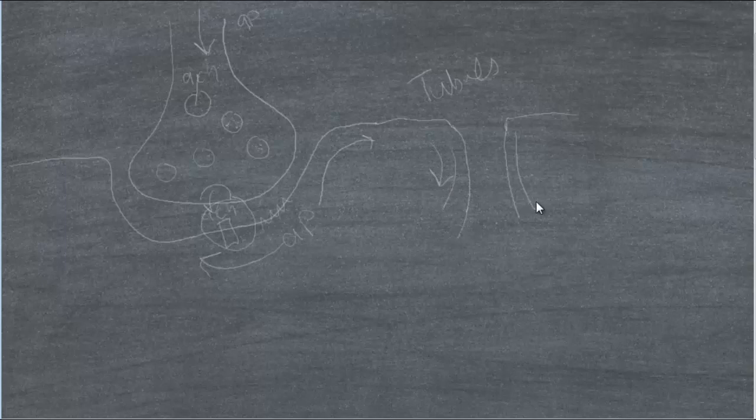Now, the other structure that you need to be aware of, see if you can guess or see if you remember, it's called the sarcoplasmic reticulum. And so the T-tubules move the action potential down into the muscle, but then the sarcoplasmic reticulum, these structures kind of move along the individual myofibrils. And do you remember what's contained inside the sarcoplasmic reticulum?